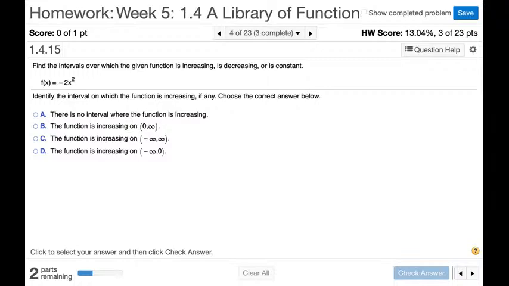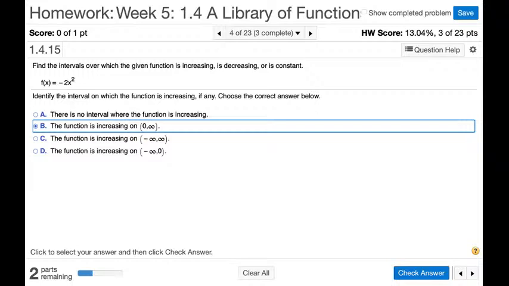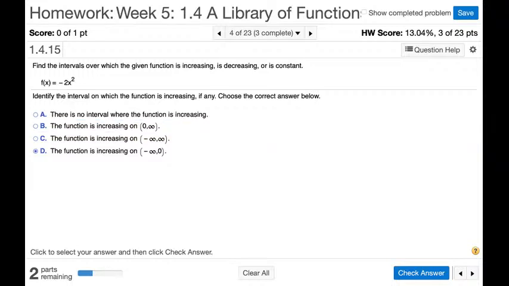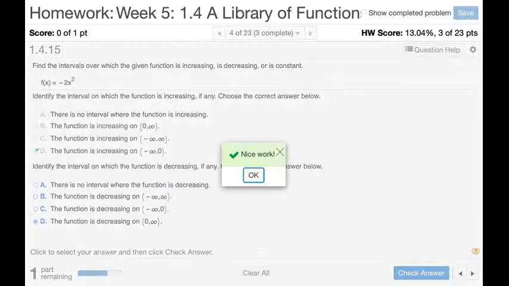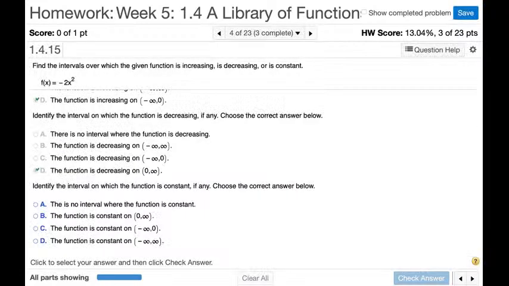Increasing, decreasing, or constant. So this is going to be a parabola that's opening downward, right? So as we trace it left to right, initially it's going to be increasing from negative infinity to 0. And then it's decreasing from 0 to infinity. It's never constant. There is no interval where the function is constant.